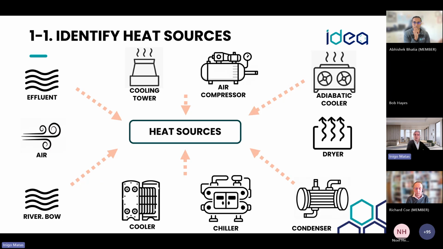So the first thing we have to do is identify heat sources. They come in many forms. Some can be obvious, like an effluent stream or a condenser where we are removing energy. As a key step, we normally look at cooling towers, which are a way of releasing energy from the processes into the environment. So following those systems is a very good way of finding where the heat sources are.